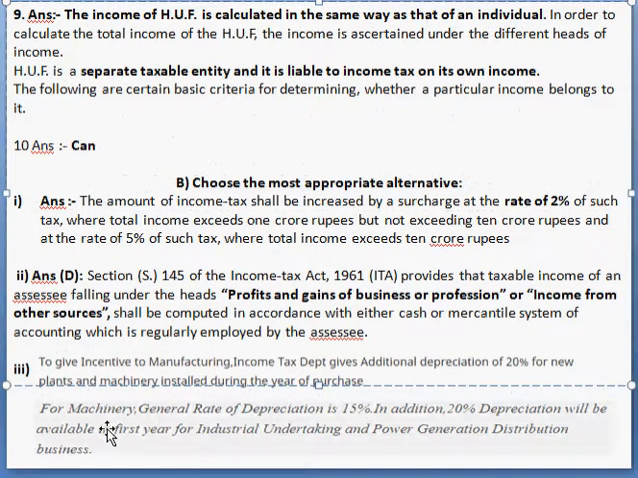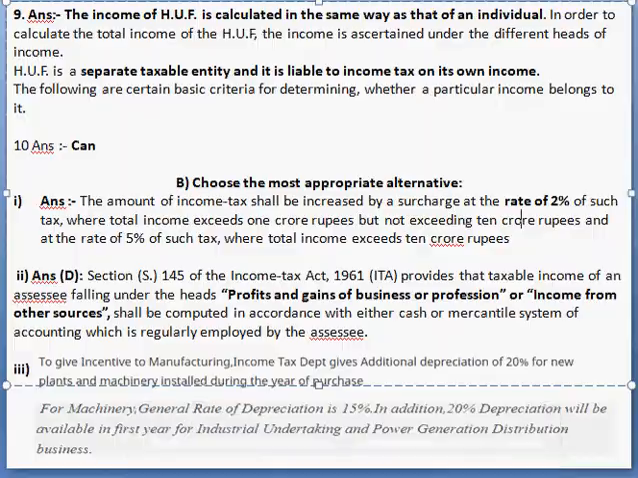Let's try to understand the government's rule for giving this incentive to manufacturing companies. The Income Tax Department gives additional depreciation of 20% for new plant and machinery installed during the year of purchase. For machinery, the general rate of depreciation is 15%. Try to understand this, guys, as it may also be a question. Additional 20% depreciation will be available in the first year for industrial undertakings and the power generation and distribution business.